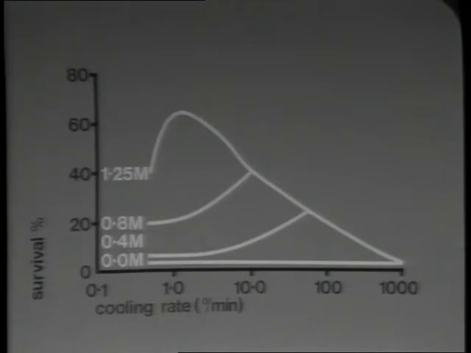This, of course, is because glycerol is limiting the damaging effects to the left of the peak. And as more glycerol is present, so more of the area to the left of the peak is revealed and the maximum survival is obtained. In this case, at 1 degree per minute, in a concentration of 1.25 molar glycerol.